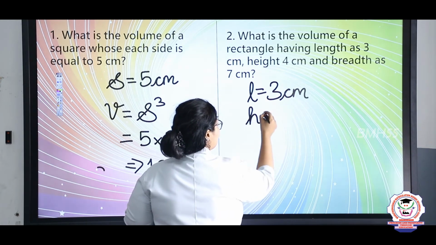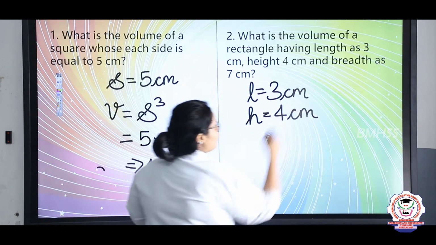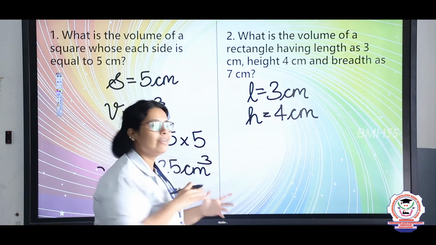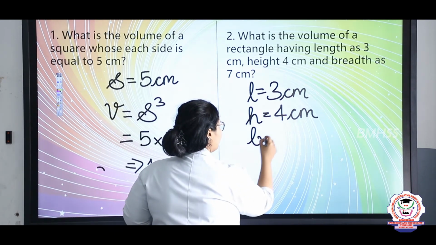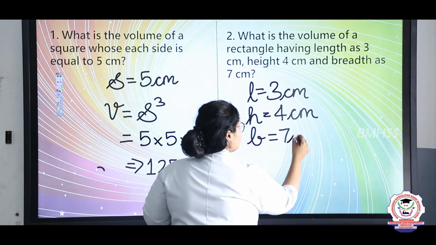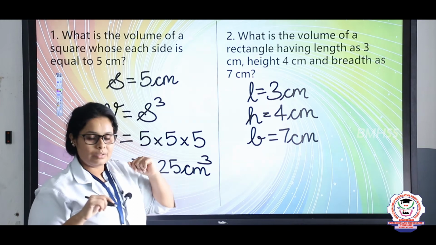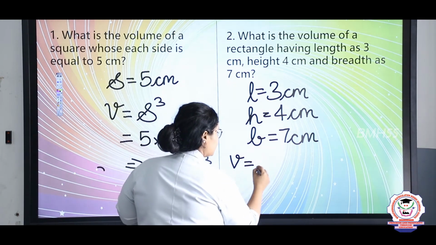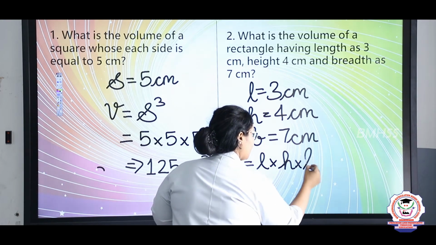Height h is equal to 4 centimeter. And later on breadth, we have talked about width, right? W. So we can write W also, we can write B also. So B is equal to 7 centimeter, right? Now let's put all the values in the formula. So what is the formula? Formula is V is equal to L multiply by H multiply by B.